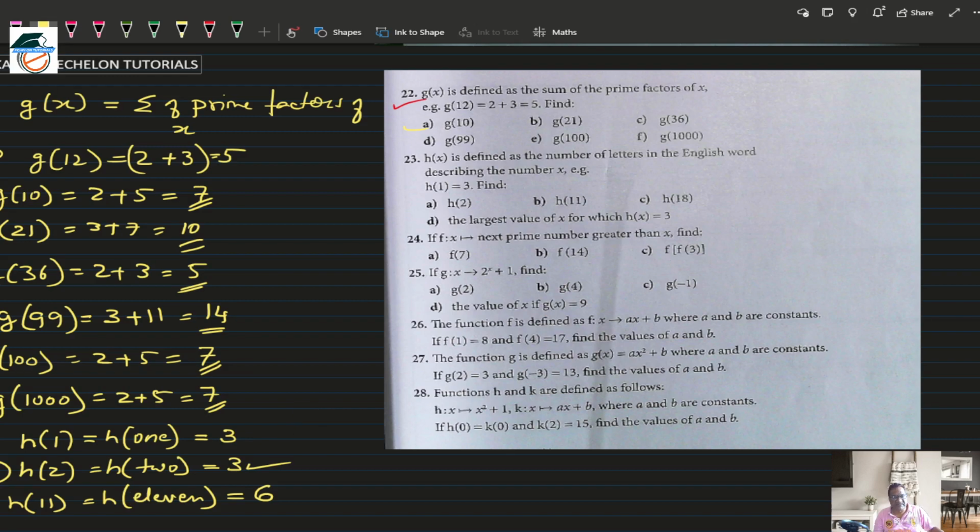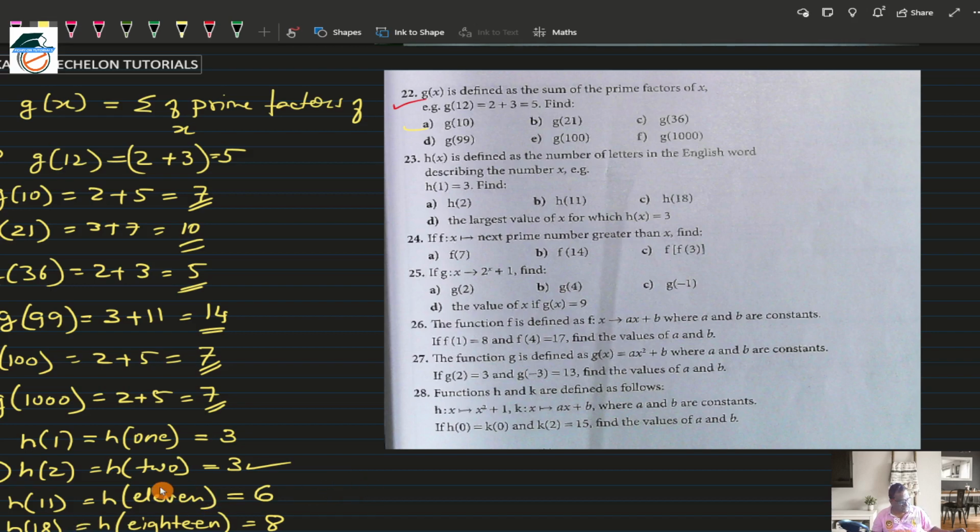h of 18. This is nothing but h of EIGHTEEN. So in this word, how many letters are there? 1, 2, 3, 4, 5, 6, 7, and 8. So it has to be 8. Okay, so the answer for C is 8. So let us try D.